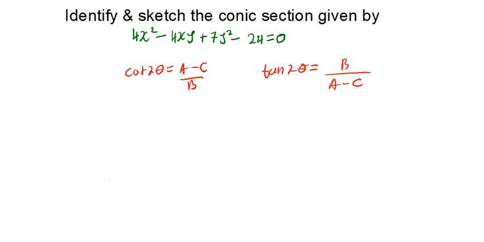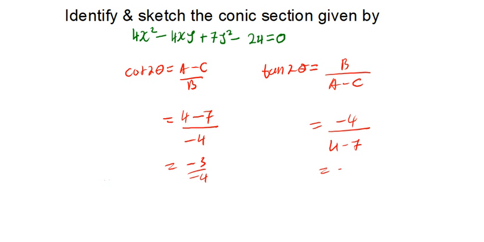In this case, you observe that your a is equal to 4, the coefficient of x squared, minus your c, which is positive 7, the coefficient of y squared, divided by your b, which is minus 4. You can do the same here. Your b is minus 4, divided by 4 minus 7. So this just gives you minus 3 divided by minus 4. Same here, you get minus 4 divided by minus 3. This is going to give you 4 over 3. So here this is still going to be 3 over 4.